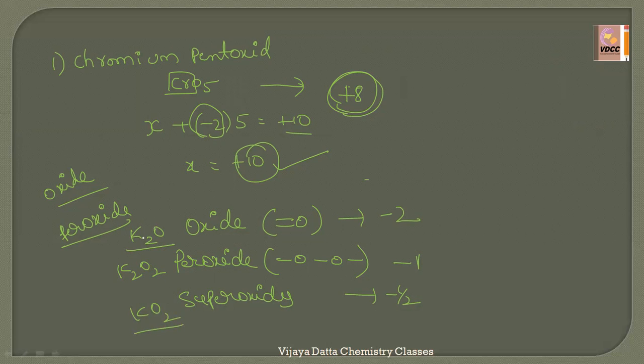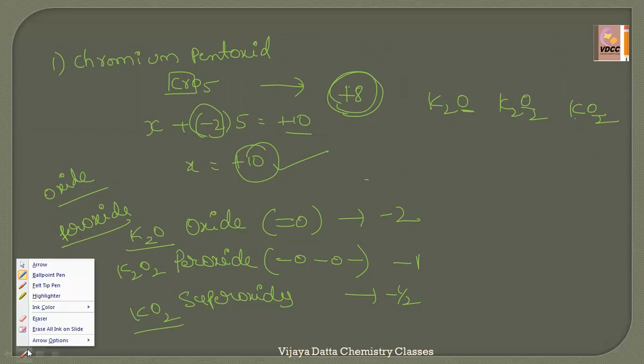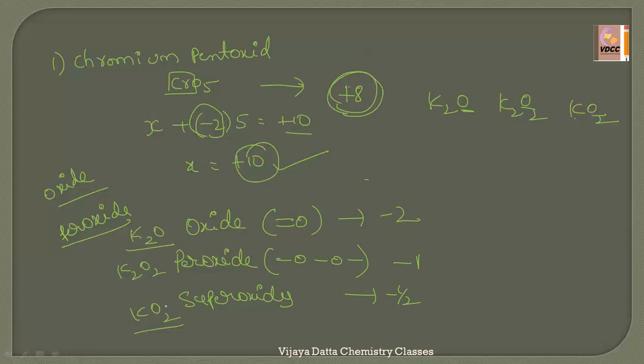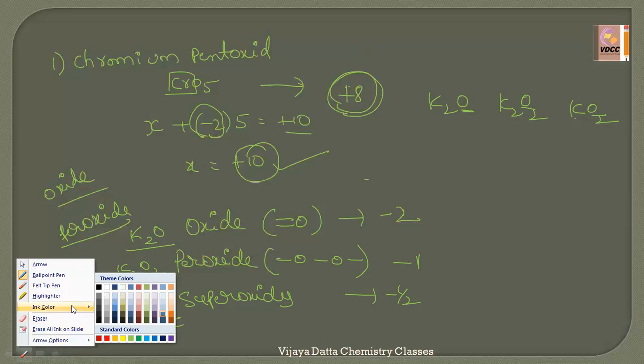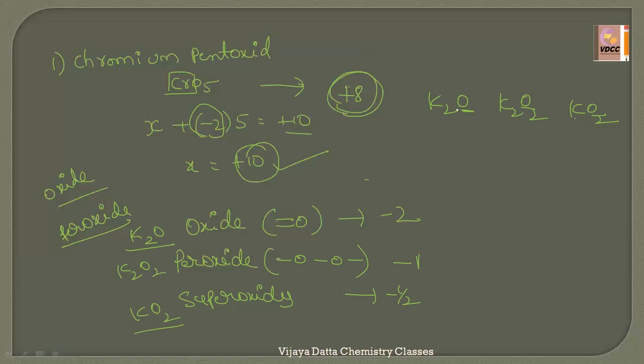I'll calculate for K2O, K2O2 and KO2. Potassium is plus 1. We want to know oxygen's oxidation state. So for K2O, potassium is plus 1 into 2, plus x equal to 0. Then x is equal to minus 2. So it is in oxide linkage, and this is called potassium oxide.